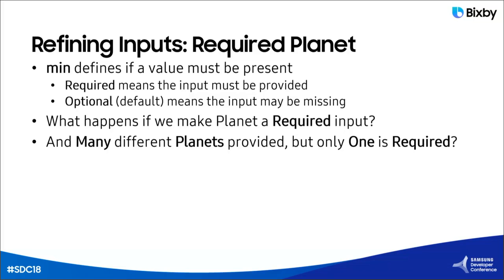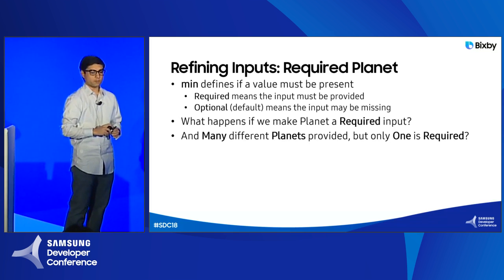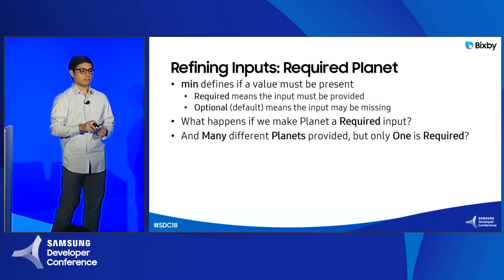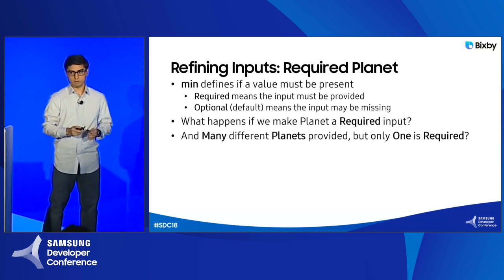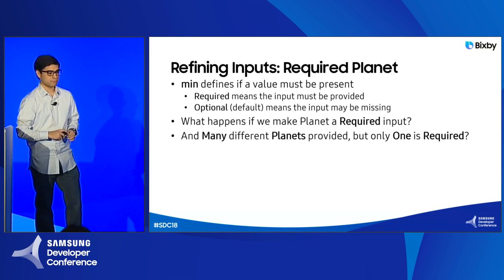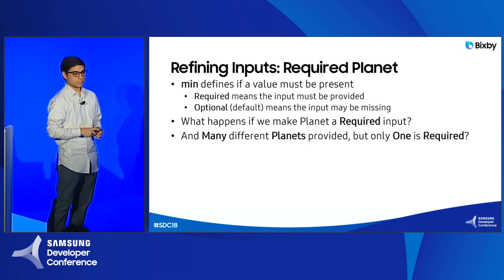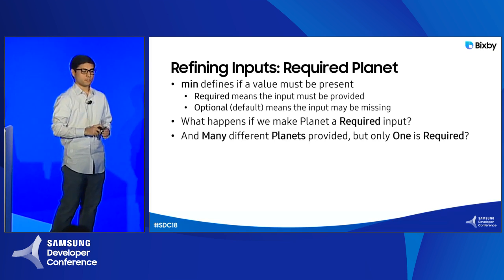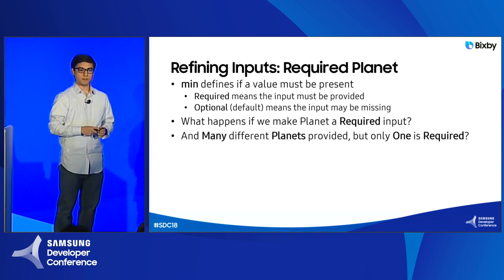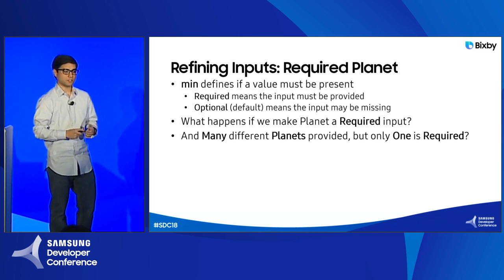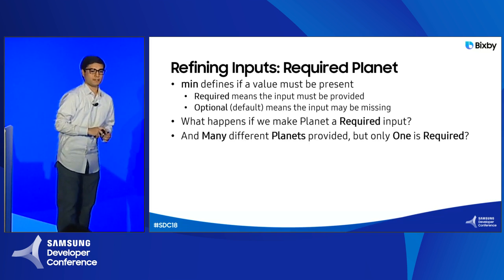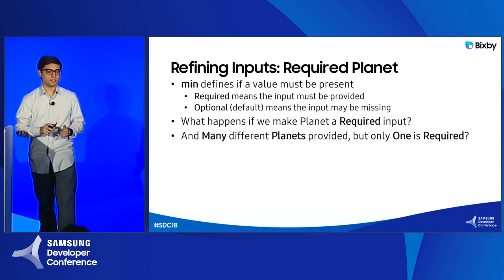Let's refine our inputs further. Let's try something different. Let's try requiring the planet input. As a reminder, min defines if the input must be required or if it can remain optional. So let's try making planet a required input. And not only is it a required input, but many different planets are provided, like Earth, Mars, Venus, but only one of them is required to meet your goal. So let's see what happens. And let's try this through a demo.